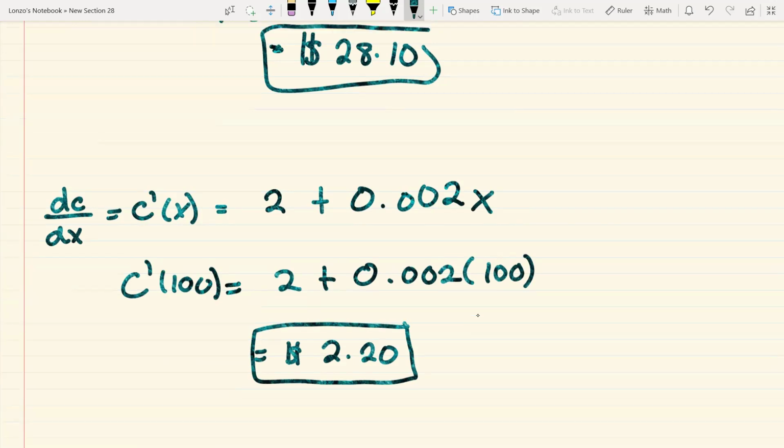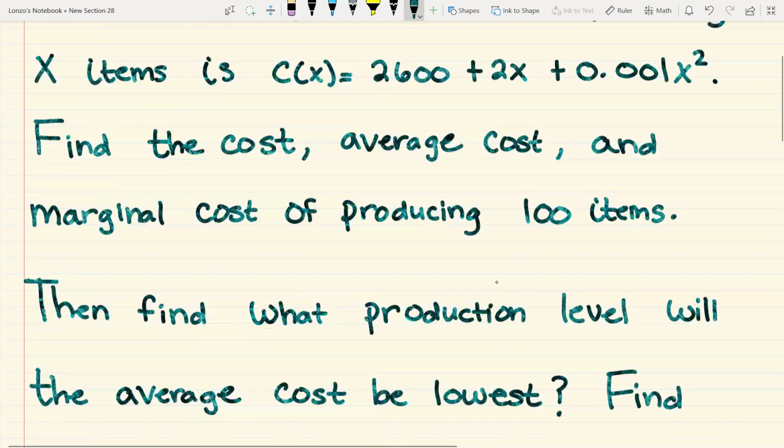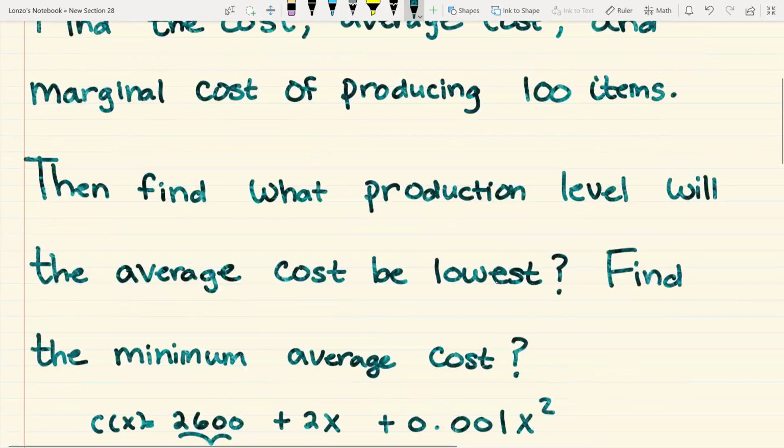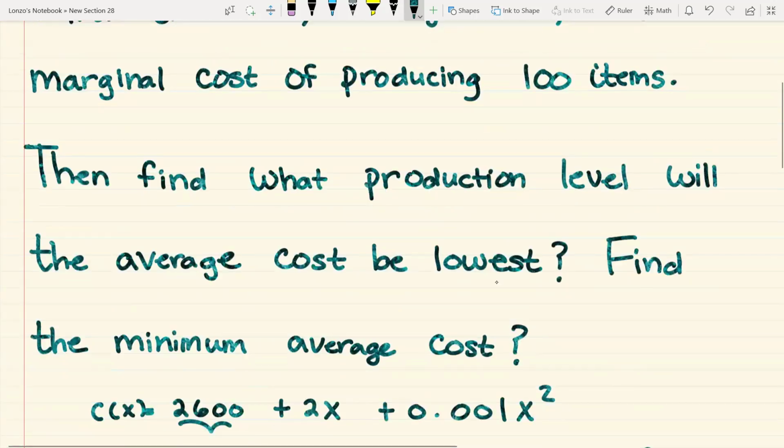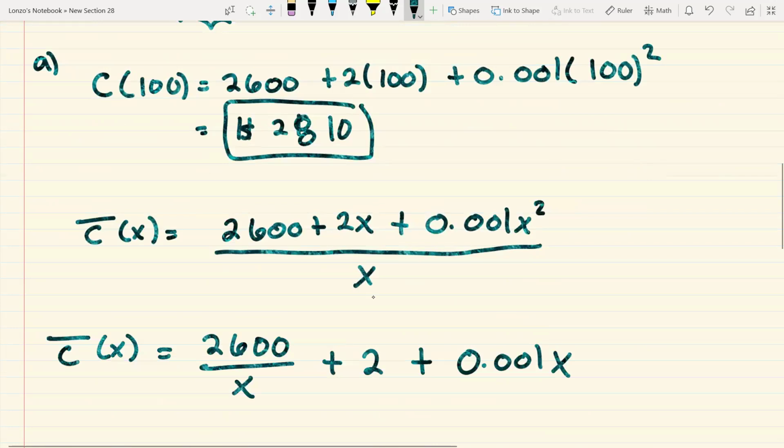Okay, so that was the first part of the problem. They're asking to find the cost, average cost, and marginal cost of 100 items. And then the second part says, find at what production level the average cost will be the lowest. So what is our average cost function? It's right here.